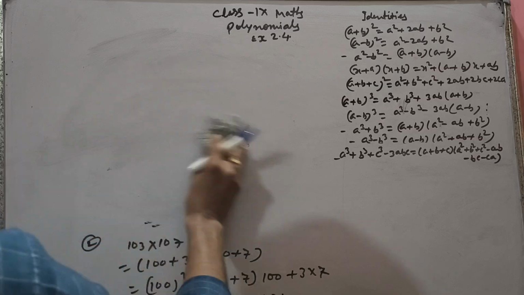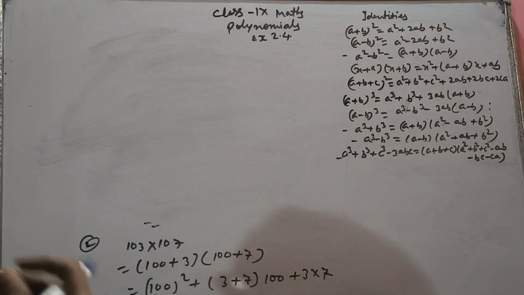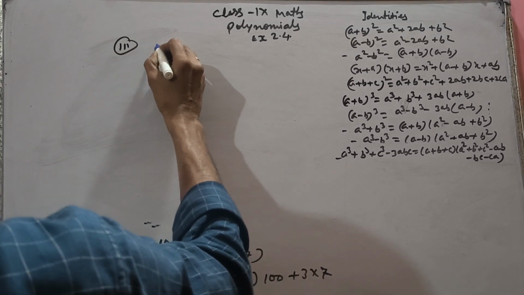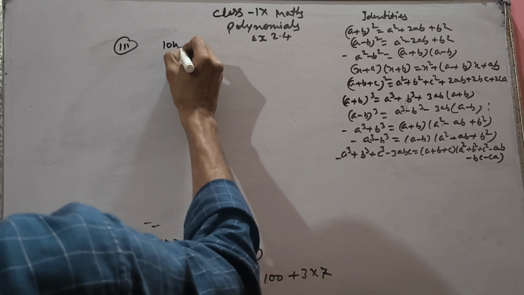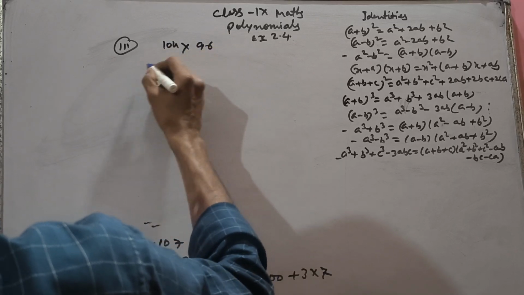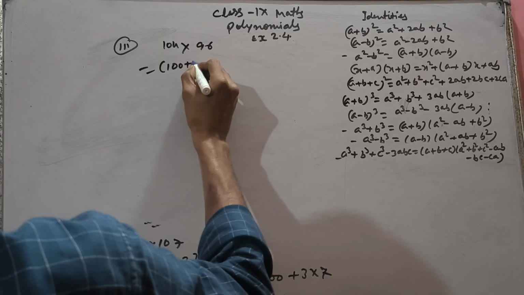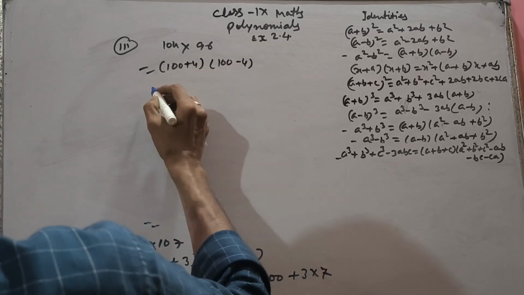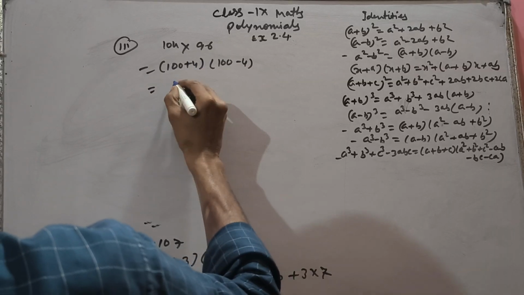One more sum for this number. This number 2 you can do yourself. Number 3: 104 into 96. So you can write (100 plus 4) into (100 minus 4). This is 96, no? This is in the form of (a plus b) into (a minus b).